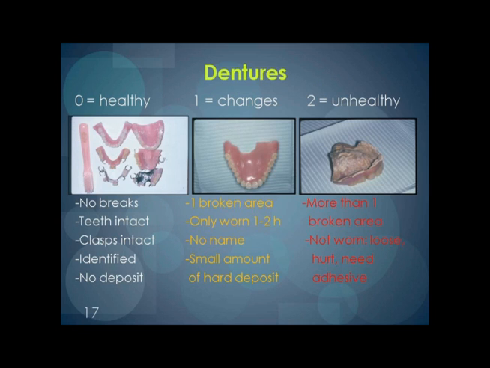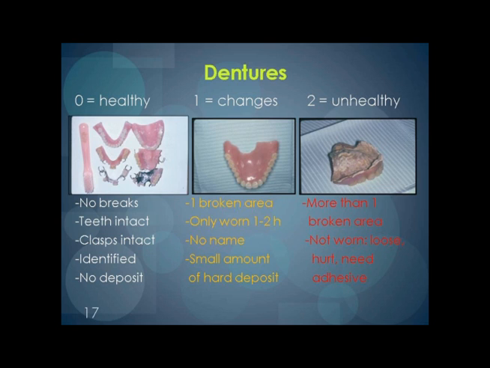Dentures. Careful inspection of dentures is required. Complete or full dentures should be fully intact all around the borders. No cracks or breaks should be visible in the pink acrylic surfaces. The teeth should all be intact and the denture should be identified. Surfaces should be clean and free of tartar and debris.